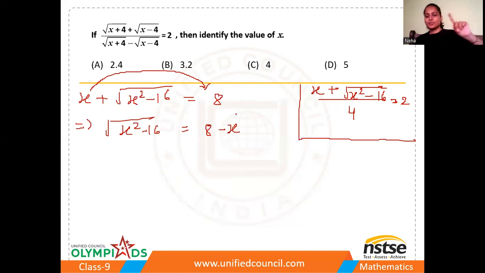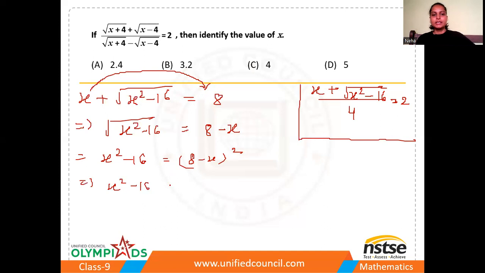Okay. Now I can do the square, right? If I do the square in the earlier step, then it again becomes a problem for me in the 2ab term, right? So first I remove that problem. Now I can square, right? So it becomes x square minus 16 is equal to 8 minus x whole square, correct? So it becomes x square minus 16 is equal to 8 square, which is 64, plus x square minus 2 into a into b, this is 16x, correct? This term is done. Okay, so x square and x square will cancel, right?